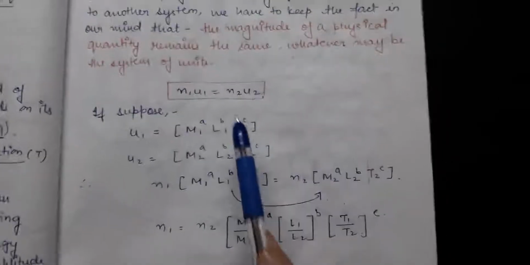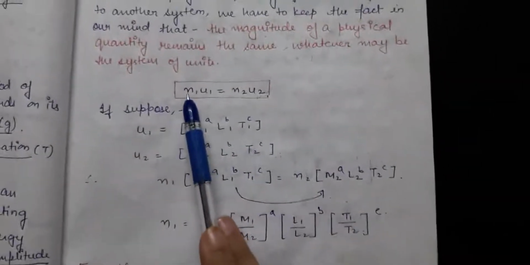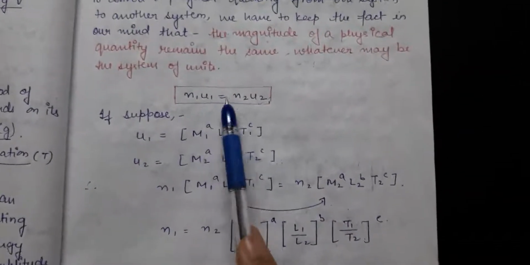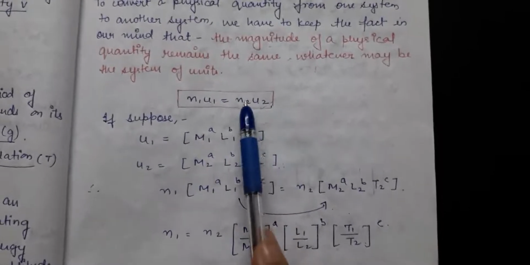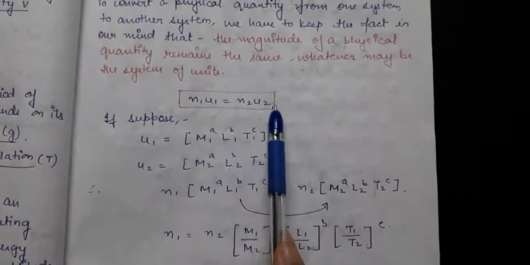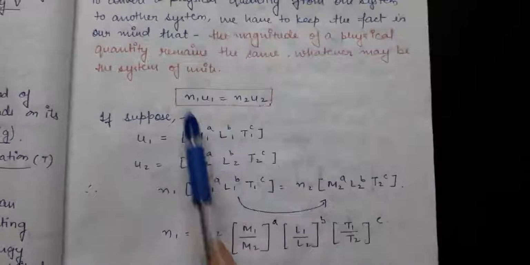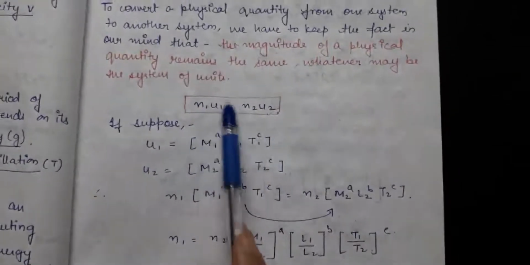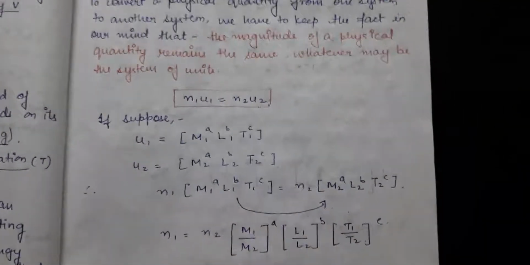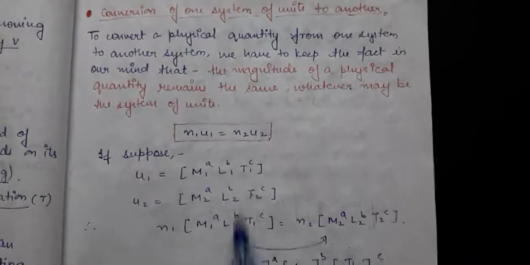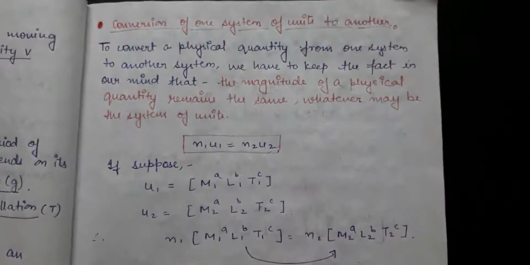Okay, where n1 is the magnitude of any physical quantity u1, and n2 is the magnitude of another same physical quantity but in another system. Suppose the two systems have been given, so this must be equal to this. This is the concept of conversion of one system to another system.